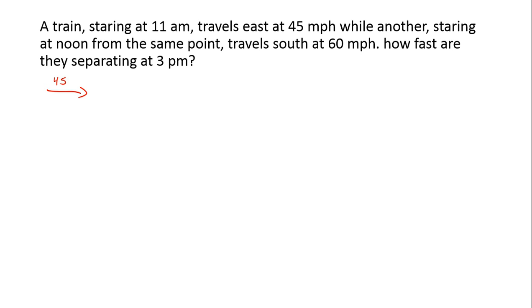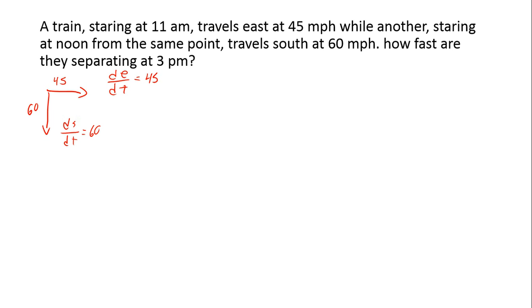So I'm going to call this train E. So the dE over dt will be 45. Okay. And then another train starts at noon, leaves from the same spot but heads south at 60. And that one I'm going to call dS over dt. And that's going to be 60. Okay. All right. So now, how fast are they separating at 3 p.m.?